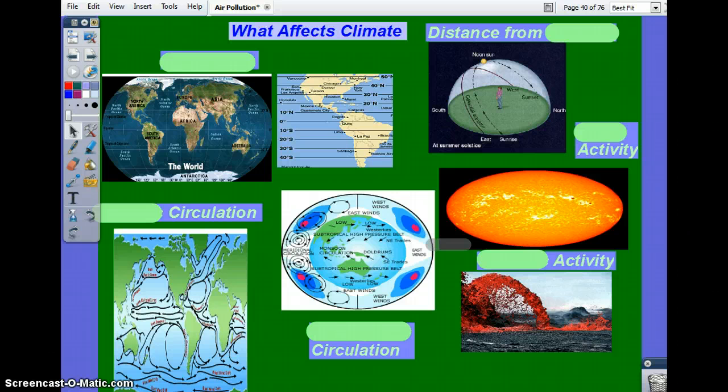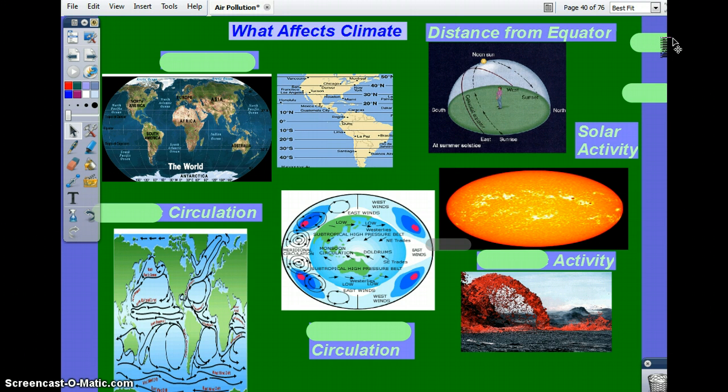Okay. So what actually affects climate? There's a lot of factors that determine the climate of this world. What are they? Distance from the sun. Actually, it's not. It's solar activity. Look at the picture. Tilt. Yes. Distance from where? Equator.